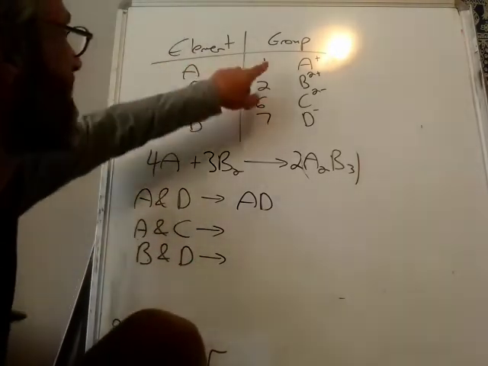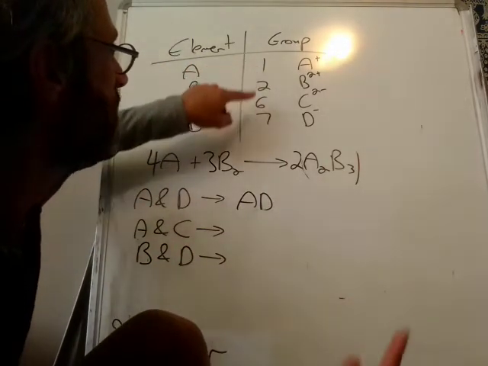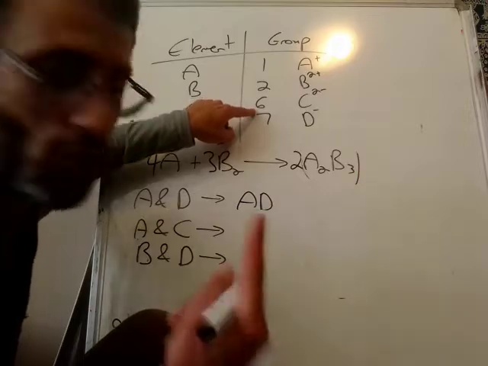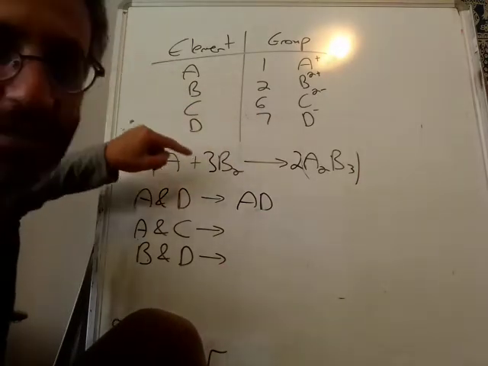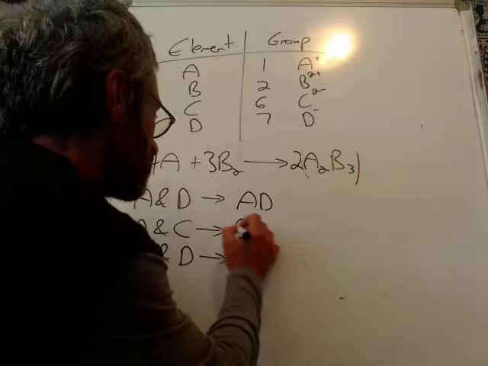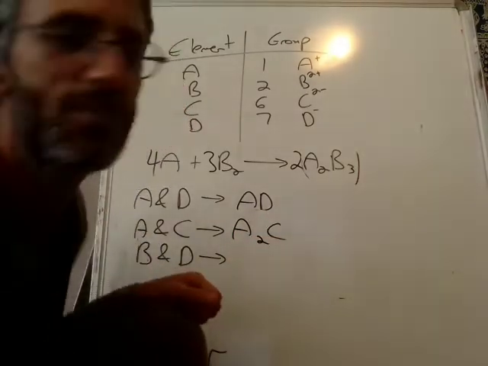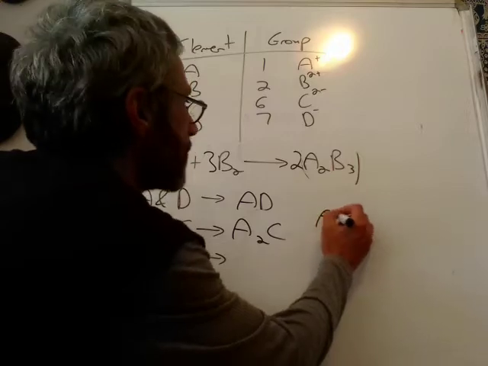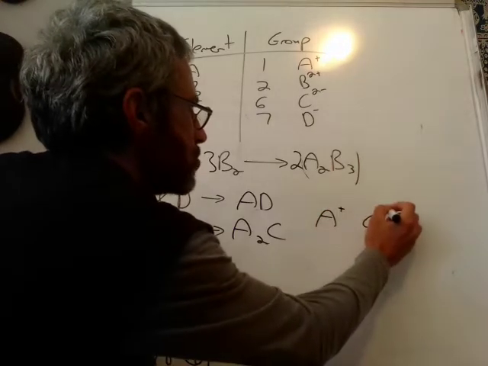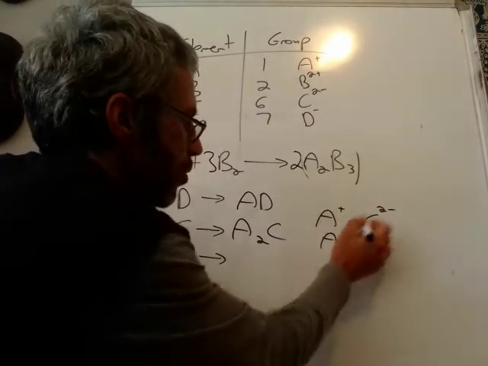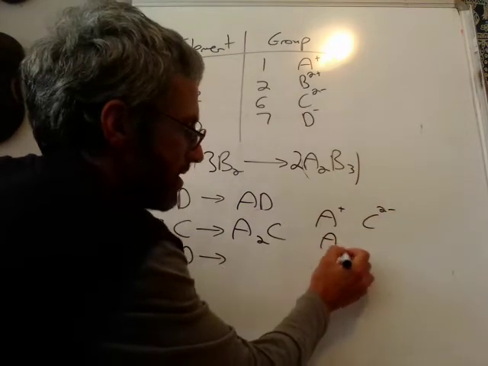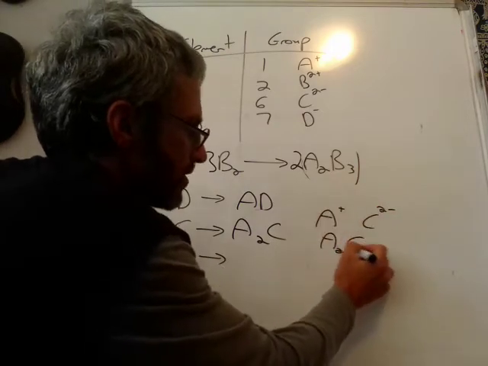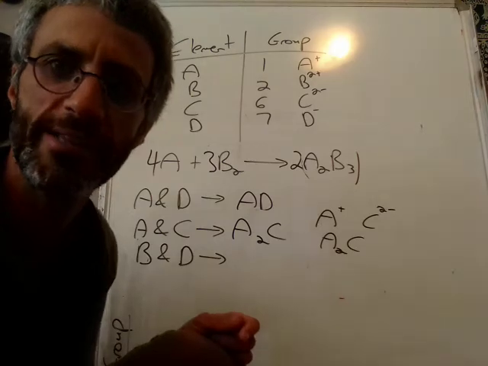Okay, A and C. A gives 1 electron. C needs 2 electrons. So I will need 2 A's for 1 C. So I'm going to have A2C. You could have used the cross method as well. I've done that many times. You can say, okay, A is 1+, C is 2-. So I'm going to pull the 2 from the C and pull the 1 from the A onto the C, and then it's A2C. So you get the same thing here.